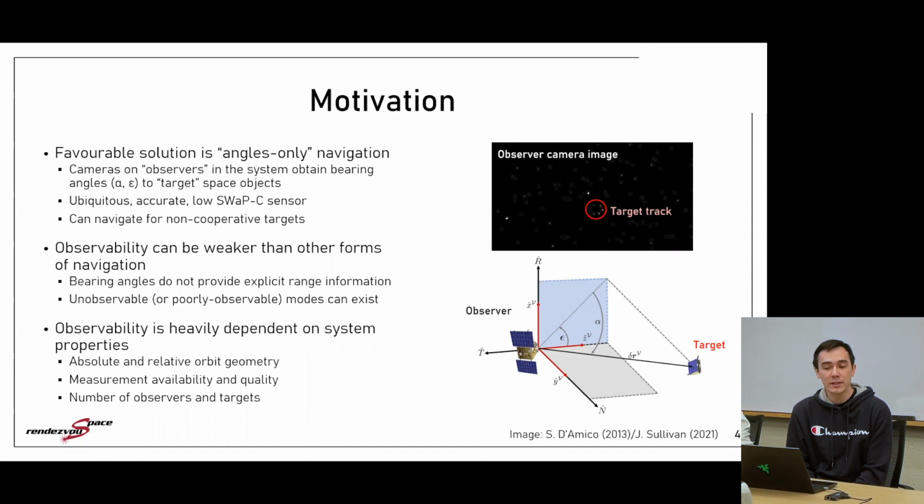And the observability of the state is then heavily dependent on the properties of the system. So if we have different absolute and relative orbit geometries, different measurement availability and quality, and different numbers of observers and targets in the system, these can all affect observability quite a lot.